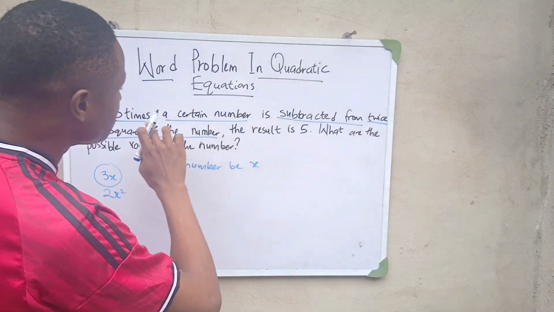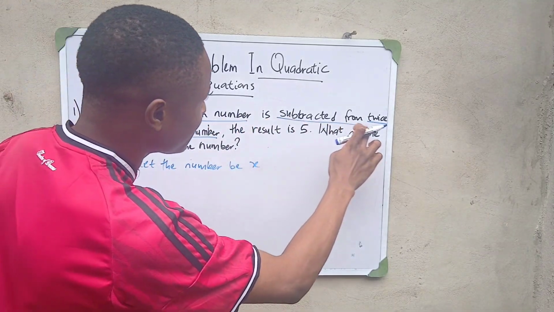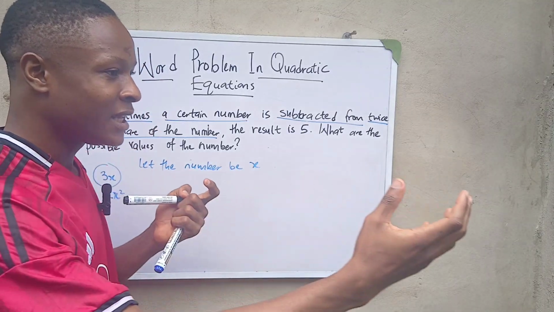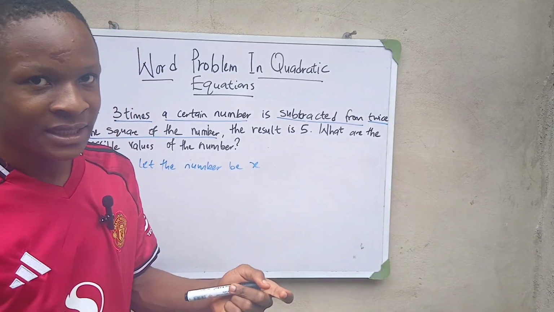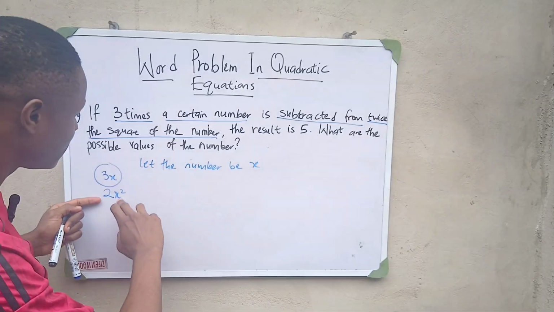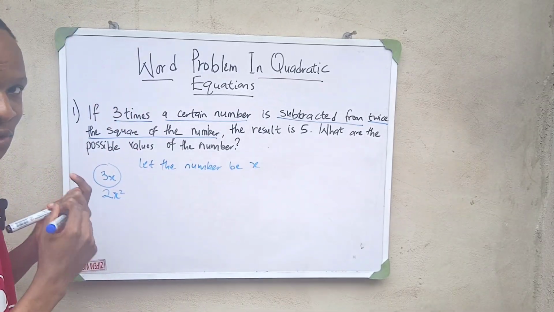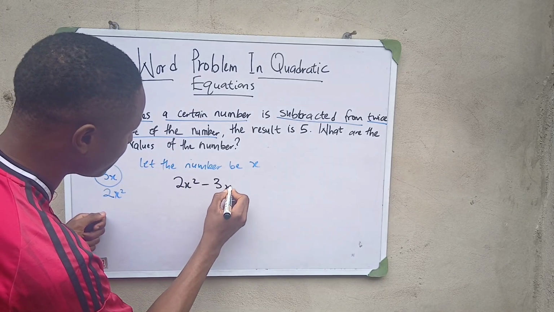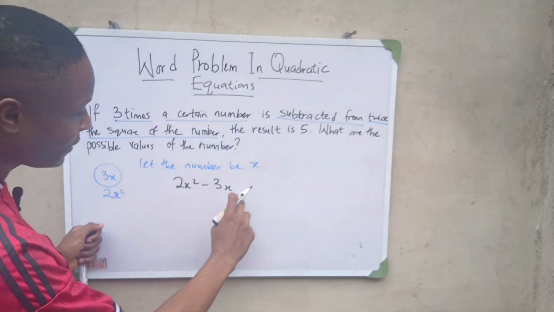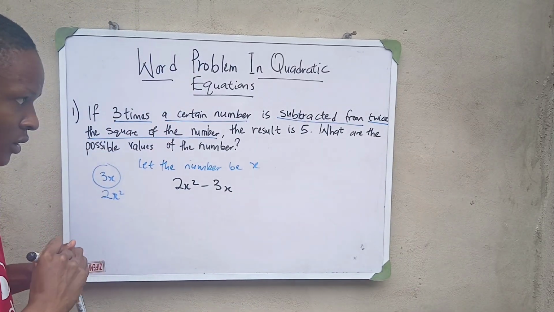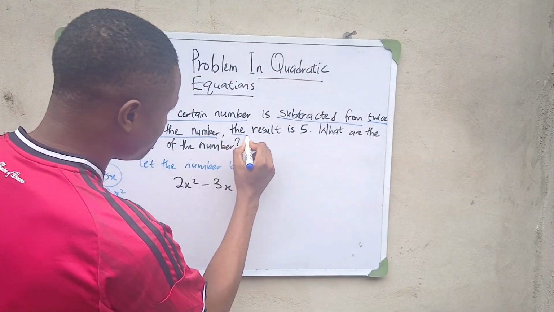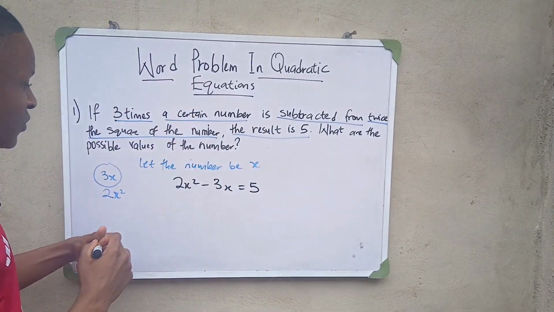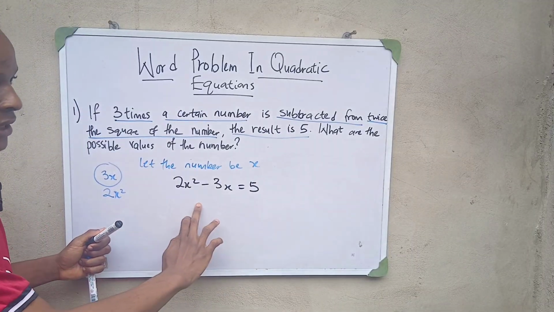It says 3 times a certain number is subtracted from. Subtracted from means you're taking that thing out from it. So we are subtracting 3x from 2x squared. Subtracting it, we are going to have 2x squared minus 3x. That's what we mean by subtracted from. The next one, they say the result is 5, so we are going to have 5. So we have interpreted the quadratic equation.